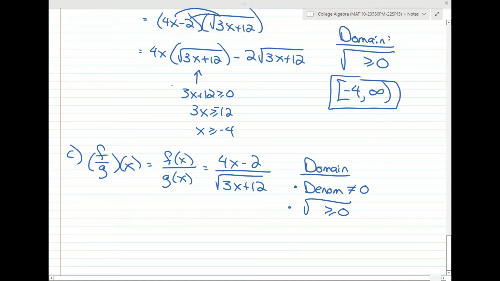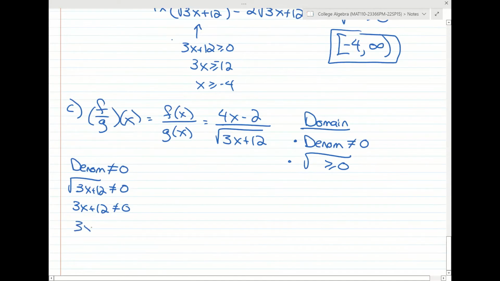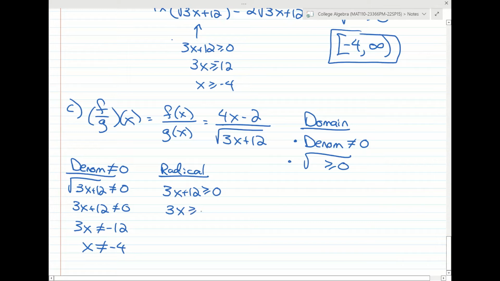Because we have a radical in the denominator, what we're going to do is say, okay, the denominator can't be 0. So the square root of 3x plus 12 can't be 0. Square both sides, bring the 12 over. We just get x can't be negative 4. Also, we have a radical, which means what's inside the radical has to be greater than or equal to 0, like we talked about before. So x has to be greater than or equal to negative 4.